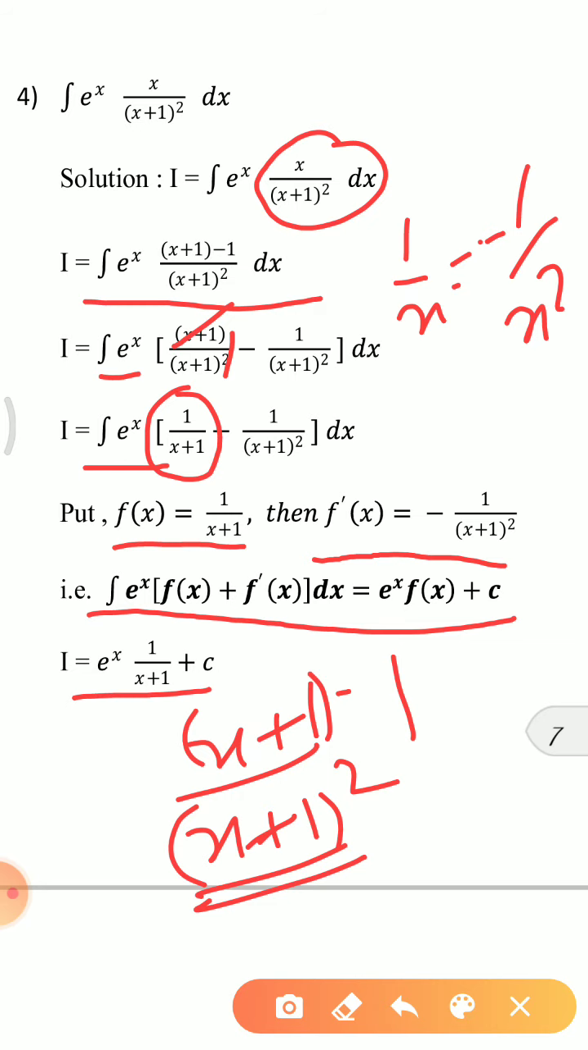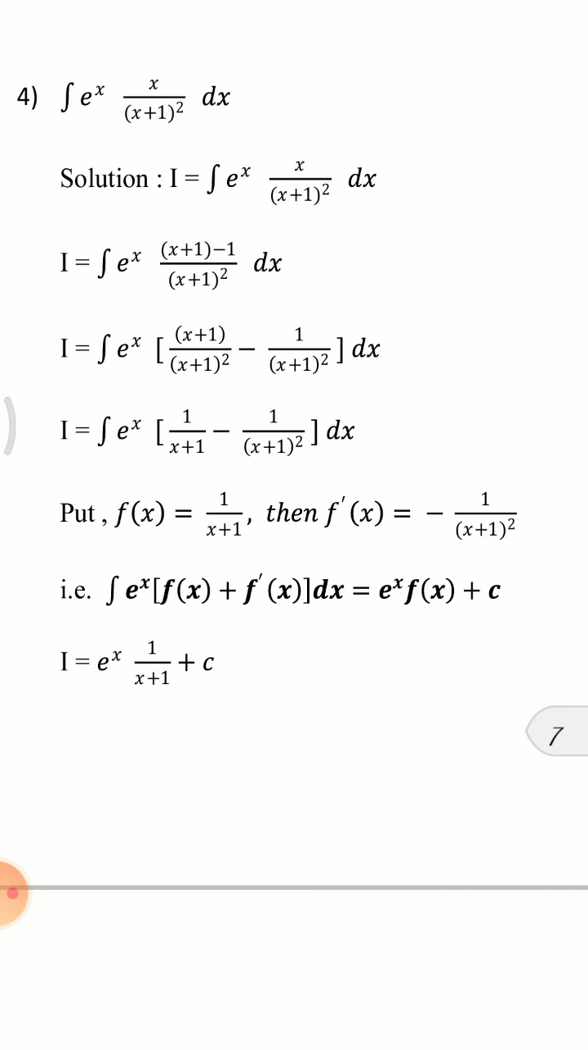That is, integration of e raised to x into x upon x plus 1 the whole square dx is equal to e raised to x upon x plus 1 plus c.